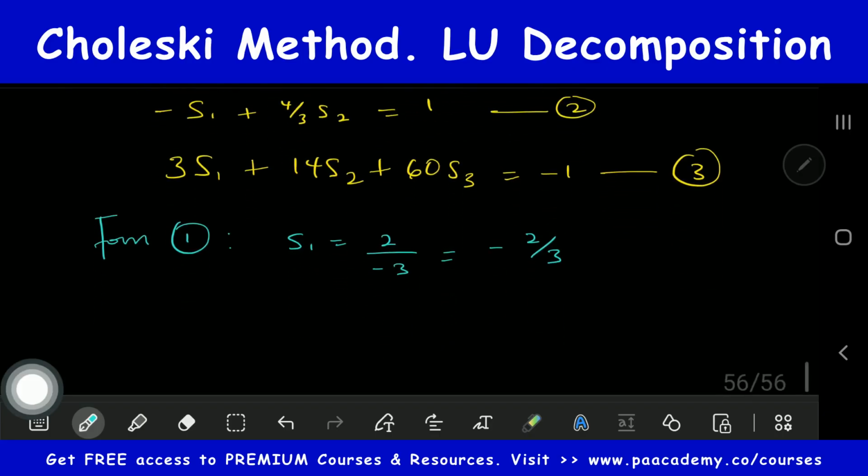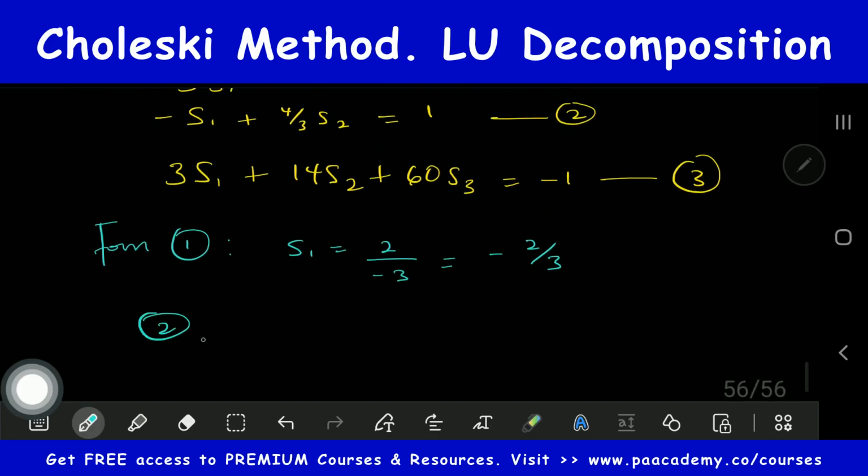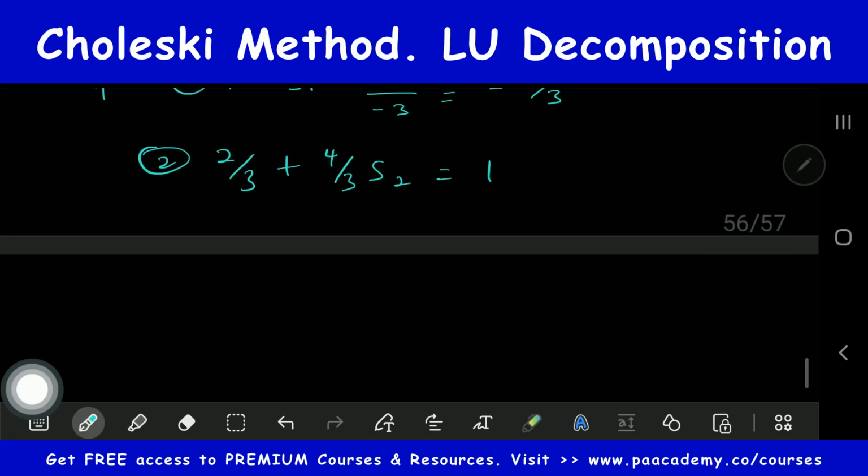Okay. And then from our equation 2, since we already know our S1 to be -2 over 3, if you should put the value of S1 here, remember there's a negative there, so we are just going to be having 2 over 3 plus 4 over 3 S2 equals to 1. Okay, so with that, we are going to be having 4 over 3 S2 equals to 1 minus 2 over 3. Okay, and this is going to give us 1 over 3.